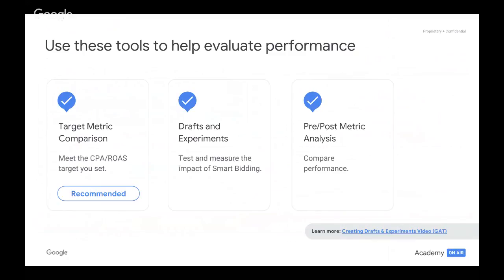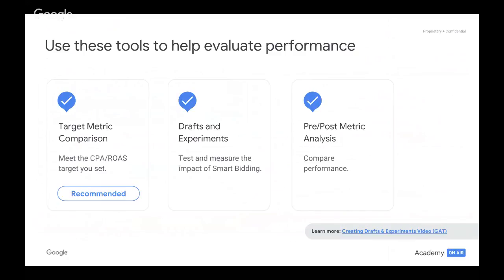The 2 on the left, first we have target metric comparison. That's very simply, we've set a target CPA of £5 or a target return on ad spend of 200%. Are we hitting that goal during the time period once we've left that learning phase? And the goal is that we are.